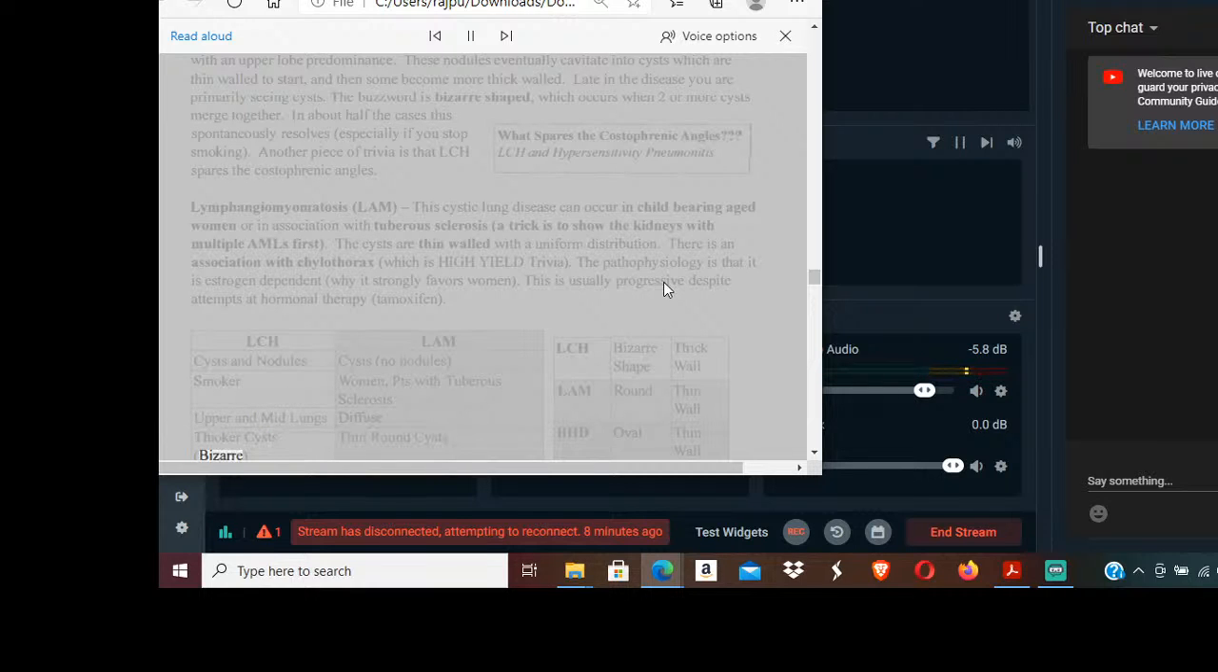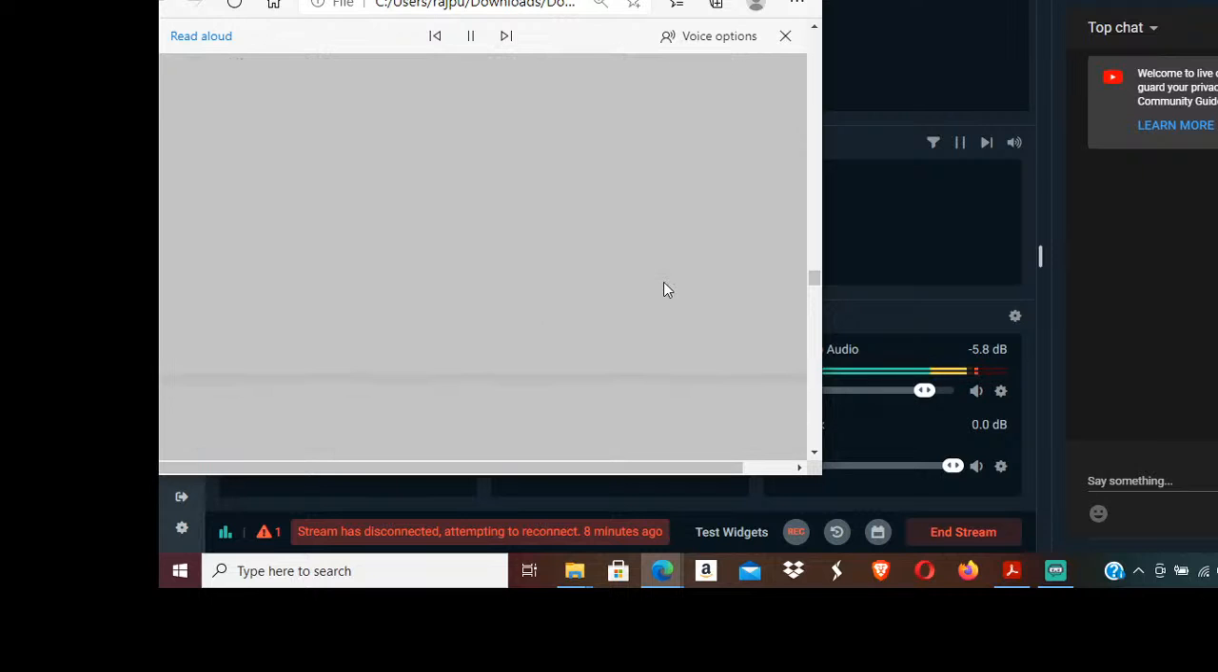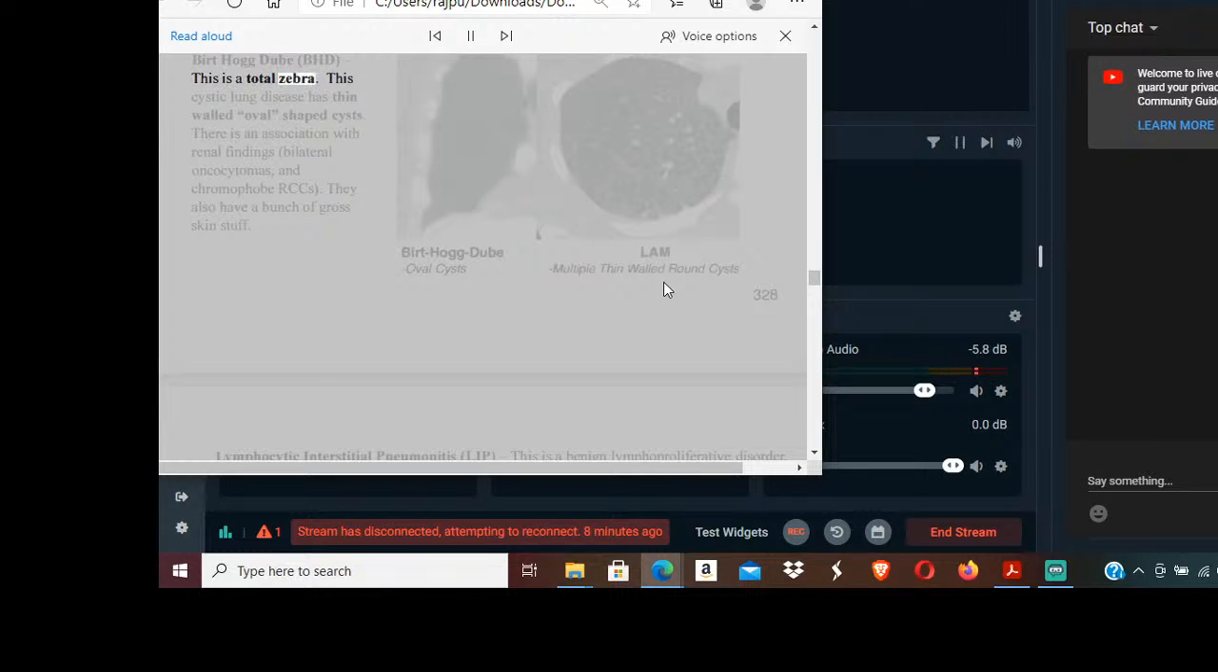Birt-Hogg-Dubé, BHD, this is a total zebra. This cystic lung disease has thin-walled oval-shaped cysts. There is an association with renal findings, bilateral oncocytomas, and chromophobe RCCs. They also have a bunch of gross skin stuff.